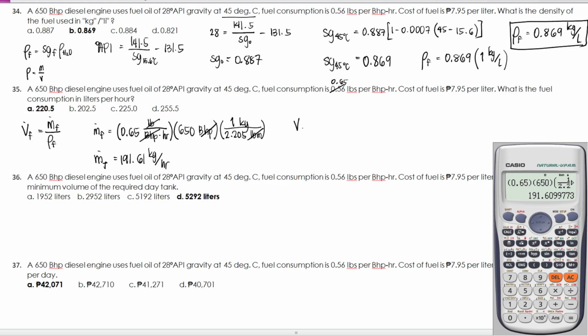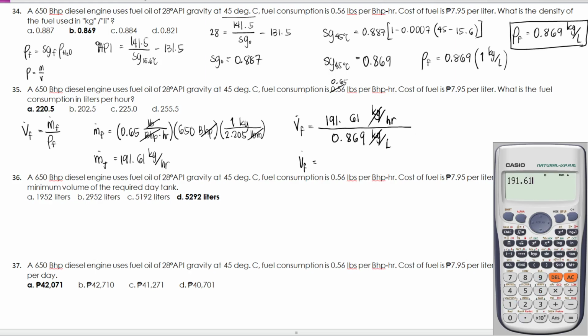Then, to get the volume flow rate or the fuel consumption, so substitute natin dun sa ating working equation. So, the mass flow rate is 191.61 kilograms per hour. At ang ating density of the fuel from problem number 34, 0.869 kilograms per liter. So, cancel out ang kilograms and volume flow rate of this fuel will be in liters per hour. So, divide na lang natin 191.61 divided by 0.869. So, that is 220.49 or approximately 220.5.